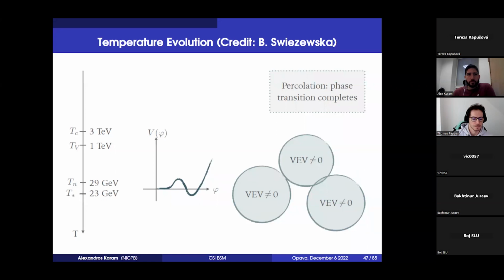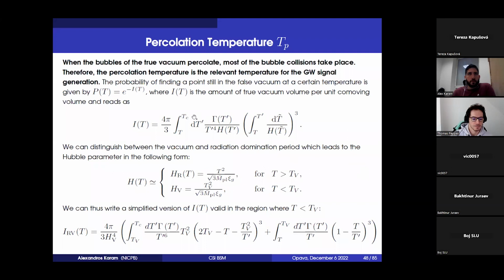Then after the nucleation temperature, we have the percolation temperature, which is basically when the phase transition is said to be complete. And this is when the gravitational wave signal is generated. So the probability of finding a point in the false vacuum at a certain temperature is given by this, where this I is the amount of the true vacuum volume per unit moving volume, and is given by this complicated integral.